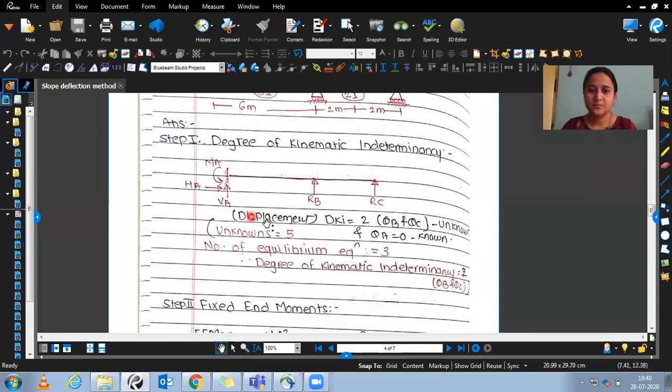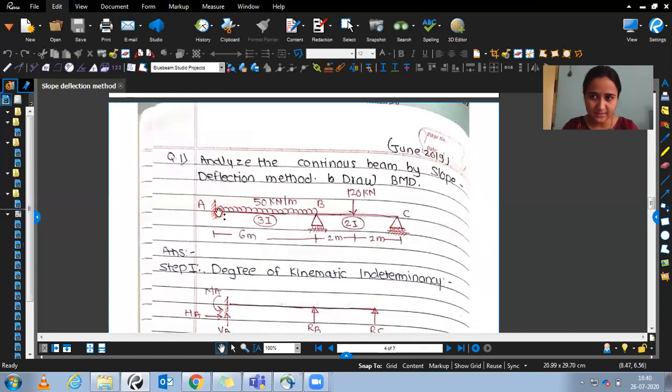Because it is provided vertically downward, there will be a reaction vertically upward. Now, what is the degree of kinematic indeterminacy? We are interested in finding it out. Here there would be theta A, the rotation at A, but because of the fixed end there will not be any rotation. Just remember this: when there is a fixed end, the rotation at that particular support will be 0. That's why theta A will be 0.